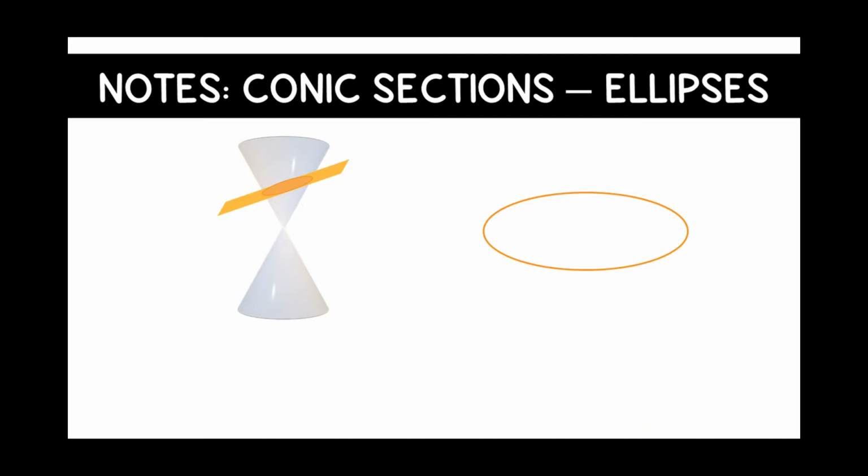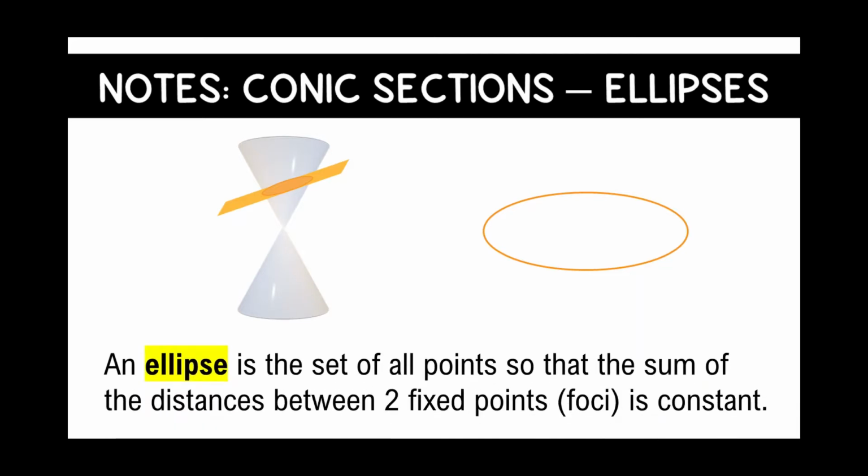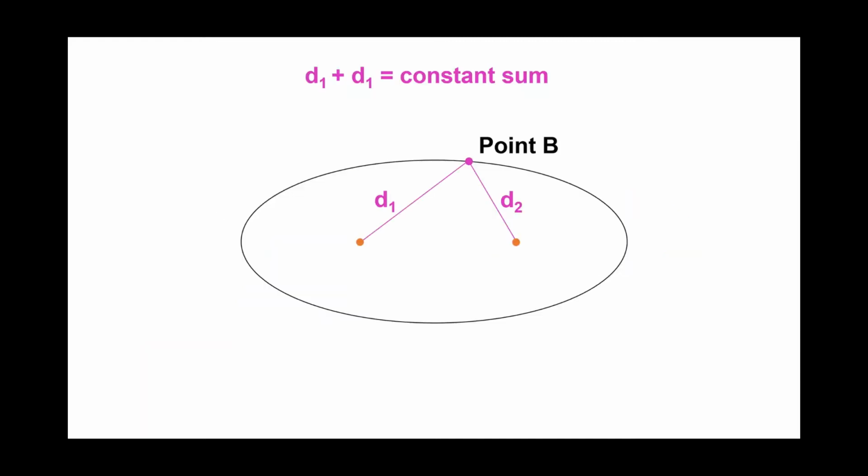And I've got a two-dimensional shape on the right side of your screen that is an example of an ellipse. And the formal definition of an ellipse is the set of all points so that the sum of the distances between two fixed points, foci, is constant. So what does that mean? That means that if I take an ellipse, I have two fixed points for you here. This is just an example. Those are shown as orange dots.